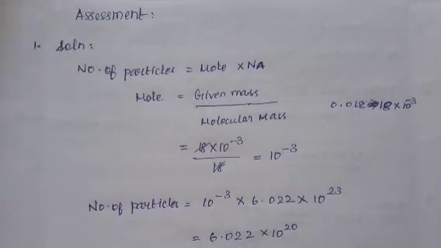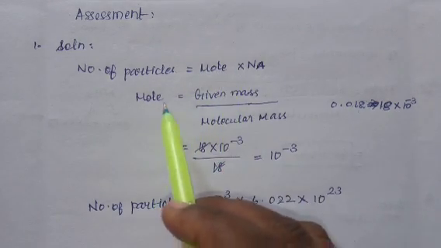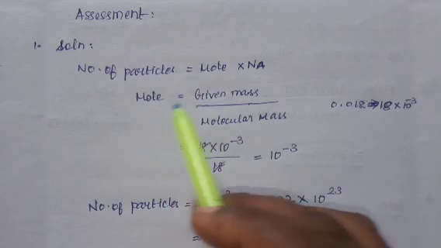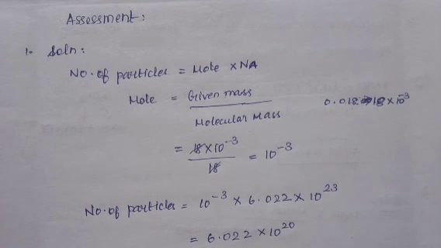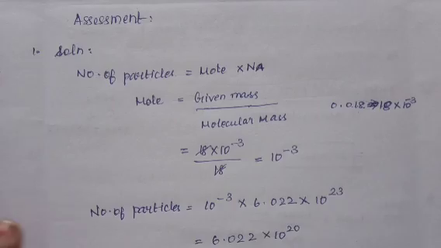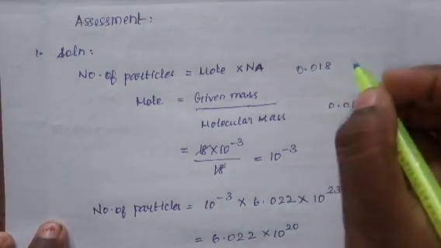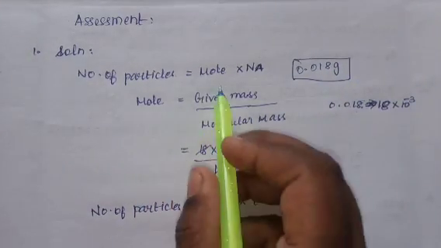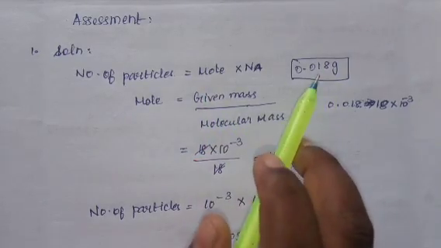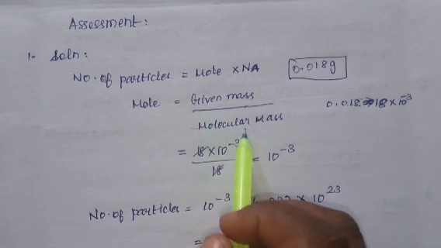Mole, so we have to find the mole. For mole we have to find the moles formula, right? So mole is equal to given mass by molecular mass. In this question they have given 0.018 gram. Okay, so they have asked like this. So we have to find the mole, right? It is not in the form of mole, it is in the form of gram. So mole is equal to given mass by molecular mass.